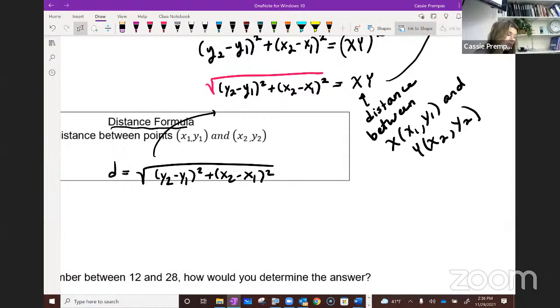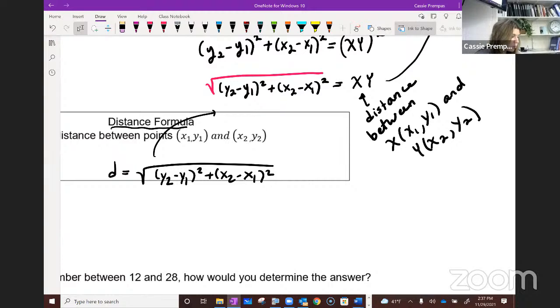Okay, so here's the thing. If you don't like formulas, you actually can always create a right triangle like we did at the beginning and use the Pythagorean theorem to find the distance between 2 points. If you prefer to just know a formula and plug in values, you can do that instead.